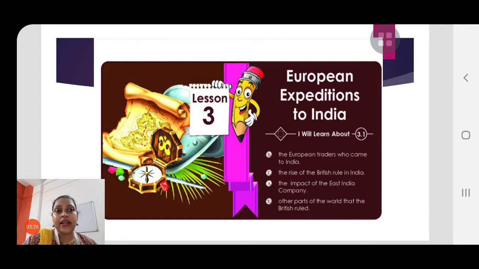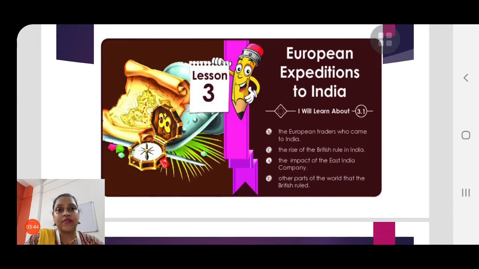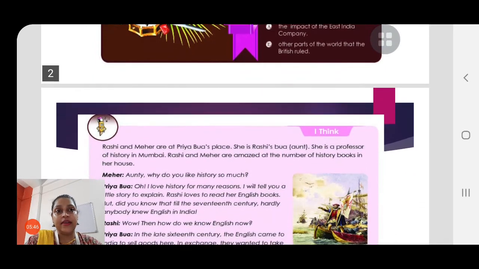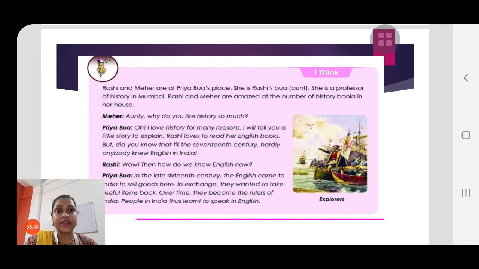And fourthly, other parts of the world that the British ruled. Now the British didn't rule only the country of India, but many other countries they ruled also. And in this lesson we are going to study about that. Okay, so shall we proceed with the first page?